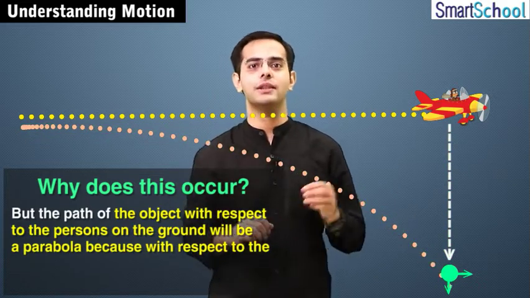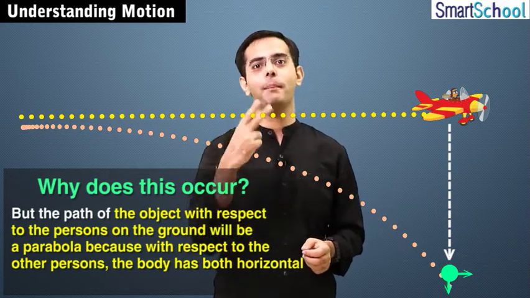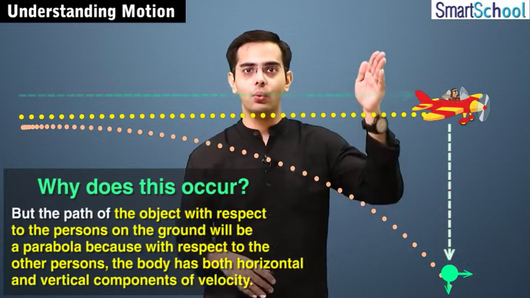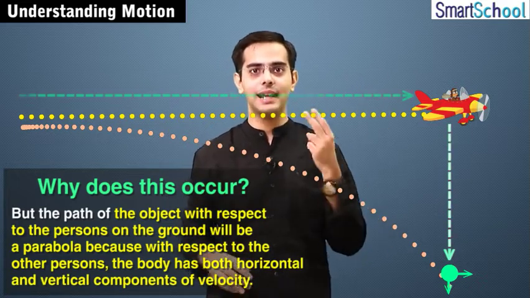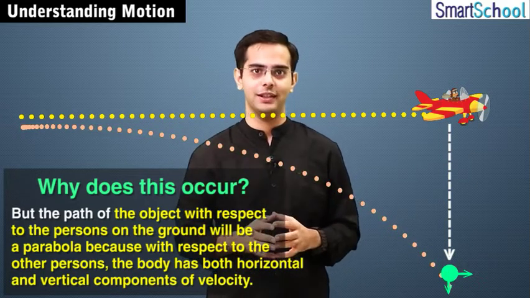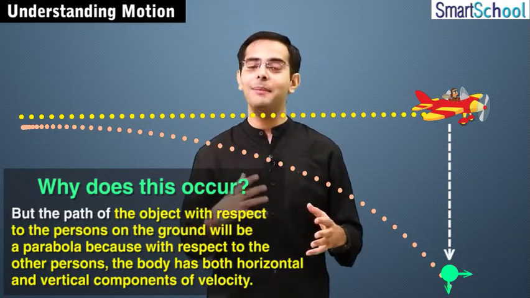And that's because with respect to that person on the ground, the body now has two components of velocity, the horizontal component and the vertical component. So it has two components, and that's why the resultant is a parabolic motion. So what we know and what we perceive can be quite conflicting at times. Now let's take another example and see how this conflict takes place.